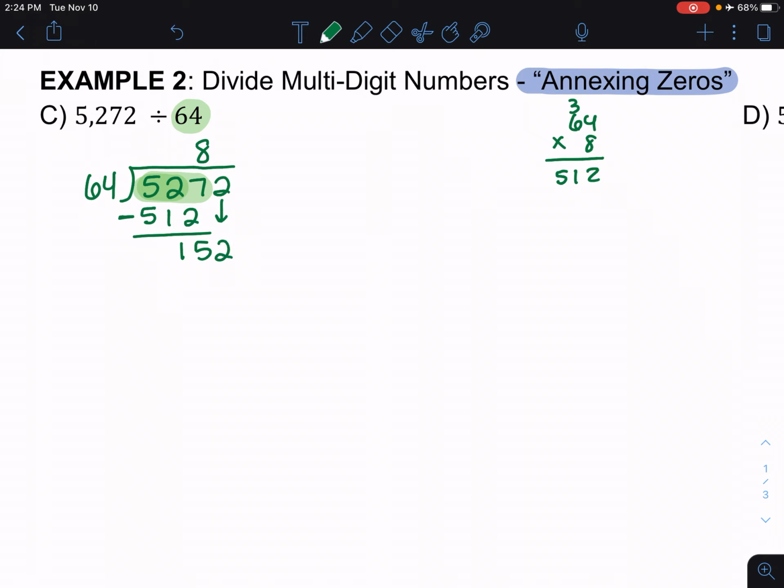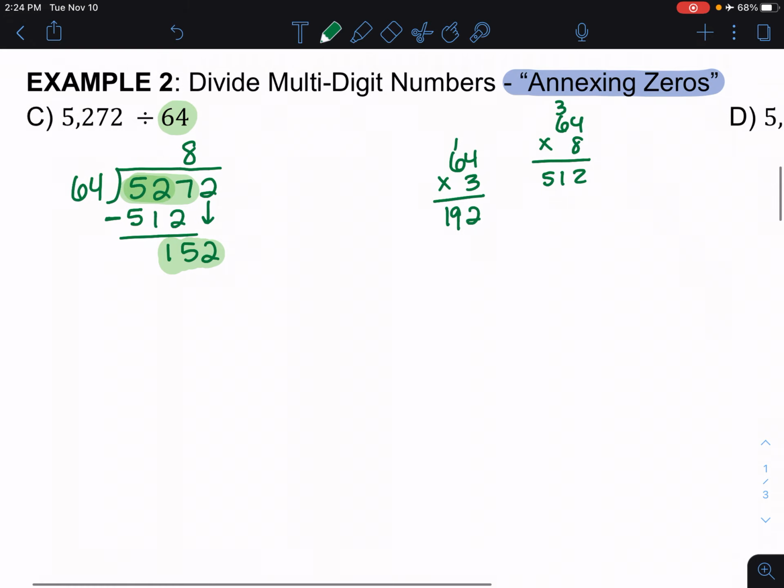So now I want to know how many times 64 goes into 152. Let's try 3. 3 times 4 is 12, carry the 1, 3 times 6 is 18, plus 1 is 19, so 192 is too big, so we're going to go with 2. 64 times 2 is 128. And then I subtract. So I'm going to borrow here. 12 minus 8 is 4, and 4 minus 2 is 2.